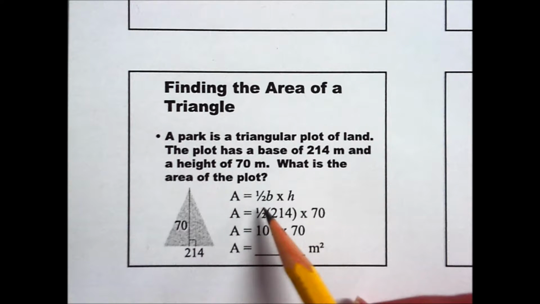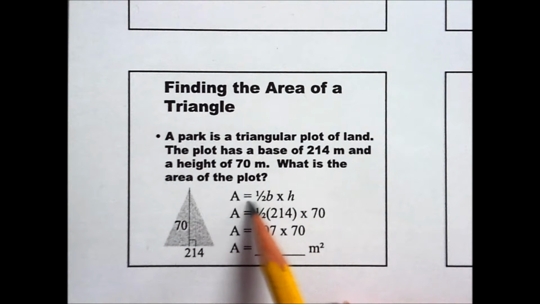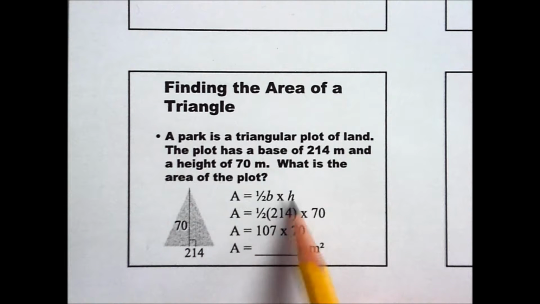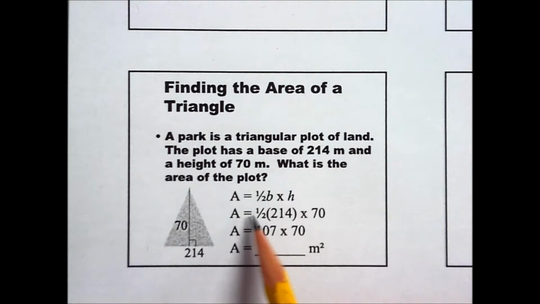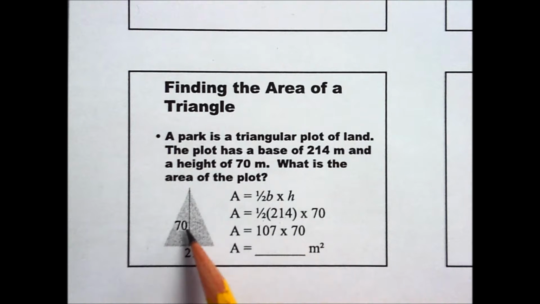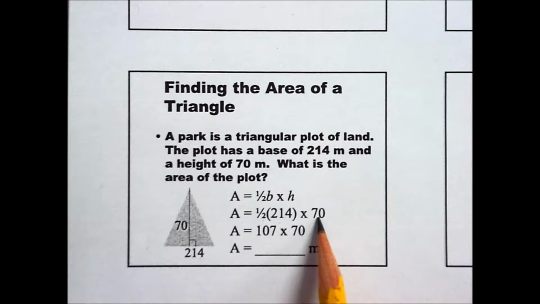So remember, the first step when we're working with these problems is to write the formula. So we write A equals 1/2 B times H. Now we can actually take that H out. We can have the H touching the B because two variables touching means multiply. So then what we're going to do is start plugging in the information that we know, just like yesterday. So area equals 1/2 of the base, which is 214, times the height, which is 70.